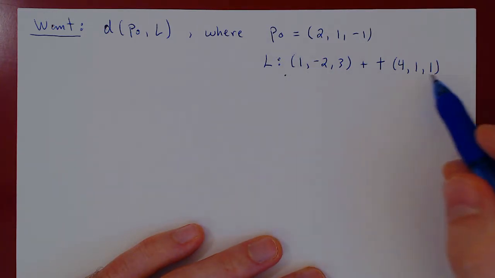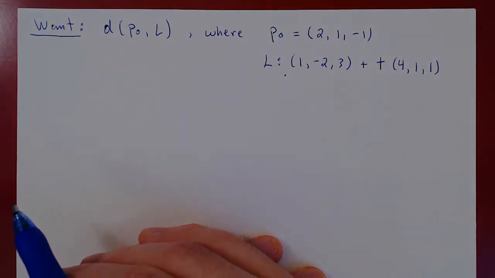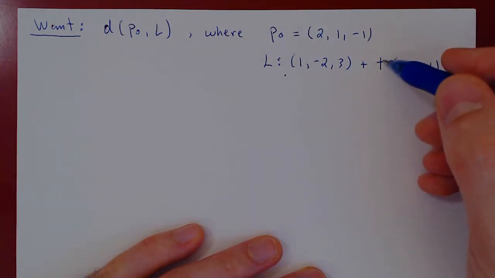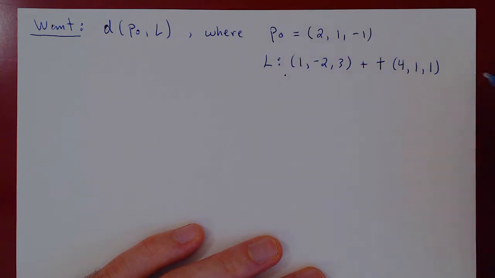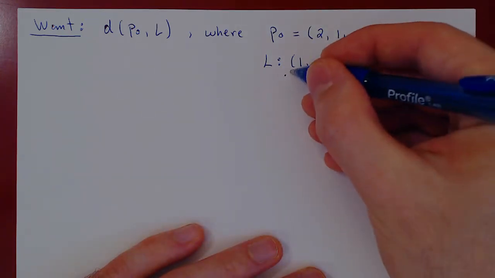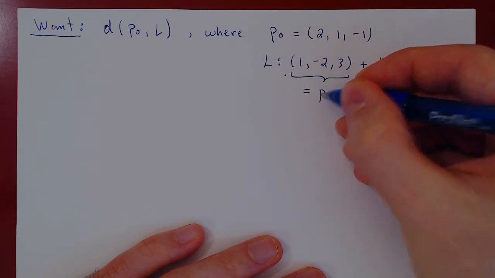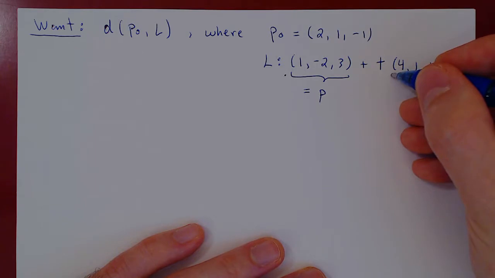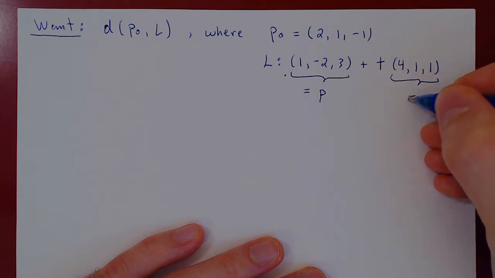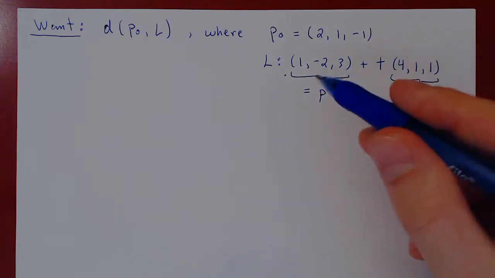And we can drop the t ranging over all real values. This will always be implicit. Every time you write the vector form of a line or the parametric equations, the parameter t always implicitly will range over all possible real values. So as always, this is our anchor point. We could call it P. And this is our directional vector of the line. Let's call this V. So we have this line in three-dimensional space.